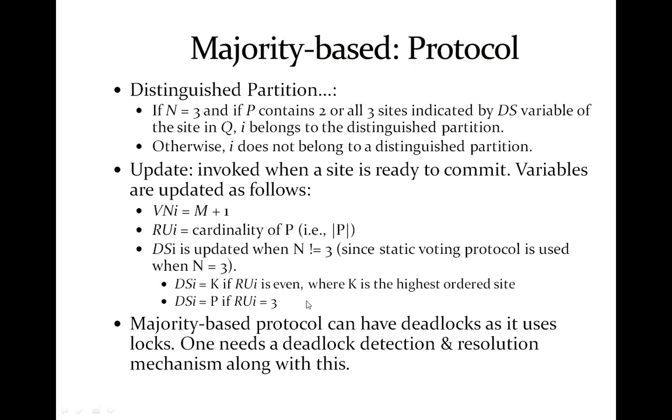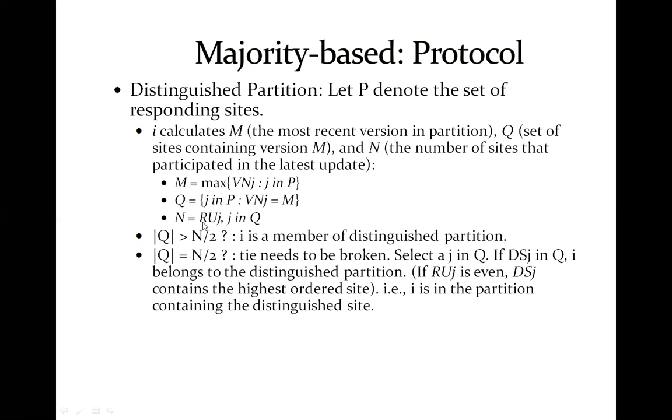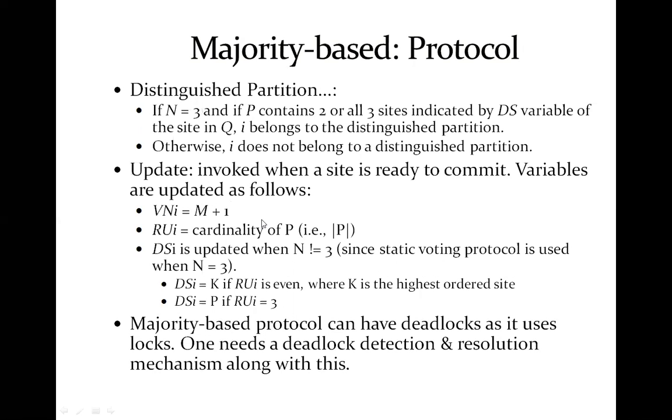Now, third, if n is equal to 3, and what is n? N is the total number of the replica updated, where J belongs to Q. So if n is equal to 3, and if the number of sites which have responded contains 2 or all 3 sites indicated by the distinguished set variable of the site Q, then it means I belongs to the distinguished partition. So there are 3 conditions.